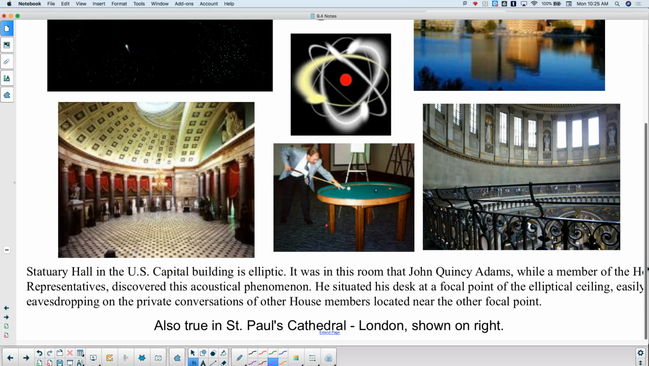figured out that if he put his desk at one of the foci, so he always sat at a focus in this elliptical room. And the reason he sat there was because he could hear the opposition party standing at the other focus. He could hear every word they're saying, because of the way that the sound waves bounce off.